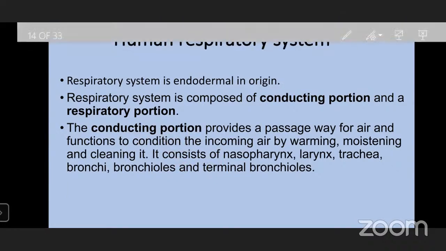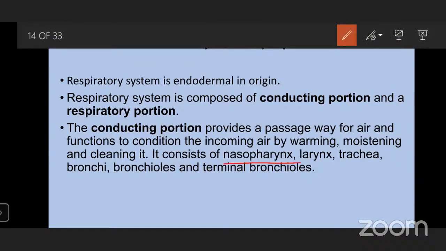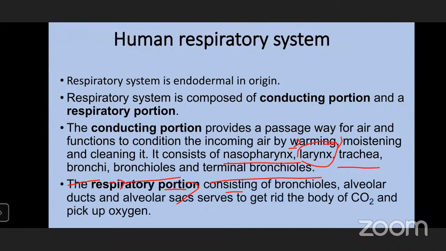The parts of the conducting portion are the nasopharynx, larynx, trachea. These are in order: nasopharynx, larynx, trachea, bronchi, bronchioles, and terminal bronchioles. So starting from the nasal passage, then nasopharynx, larynx, trachea, bronchi, bronchioles, and terminal bronchioles, these are the conducting parts of the respiratory system.